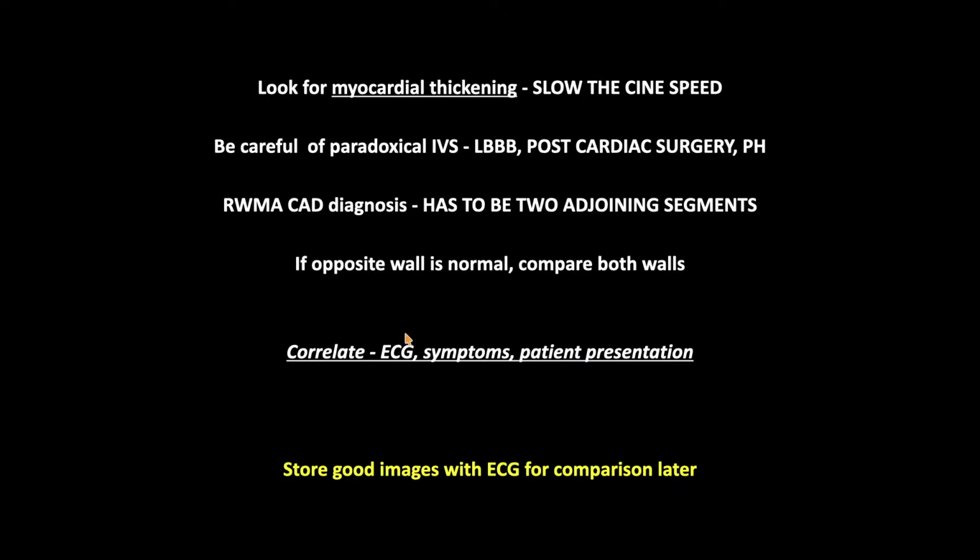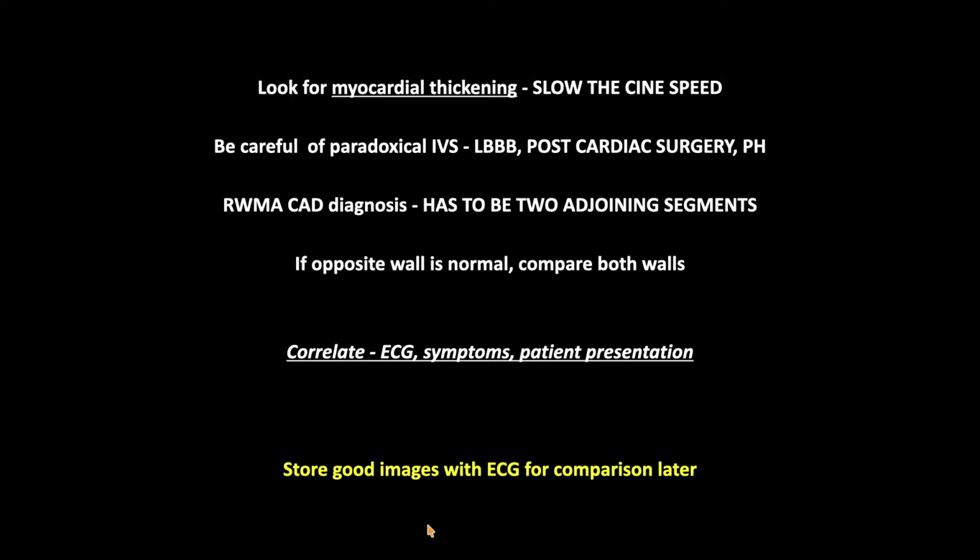And always try to look at the ECG, always make it a point, never look at a wall motion in isolation. Look at the ECG, look at the symptoms, look at the clinical profile of the patient. A young person, 25 with no comorbids, and you give a wall motion abnormality, then relook, you'll have to find out whether it is really wall motion abnormality or not.